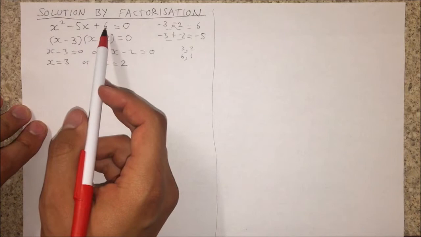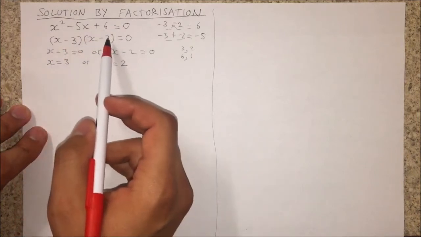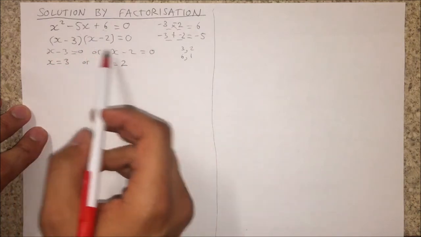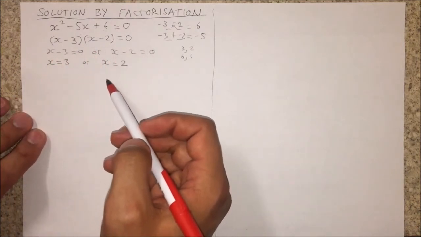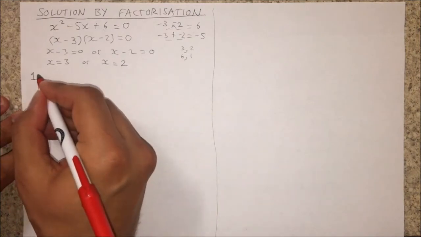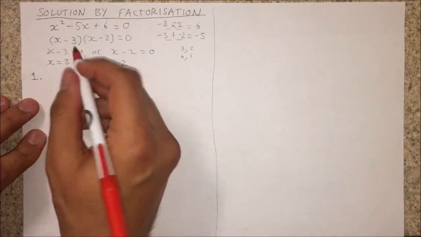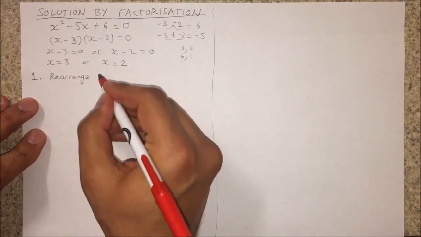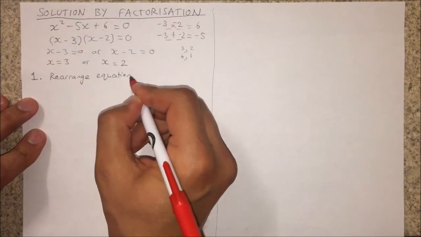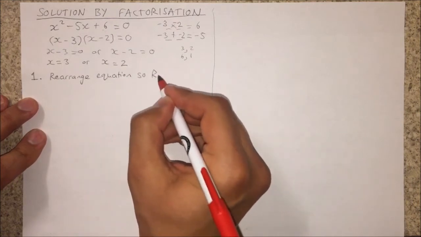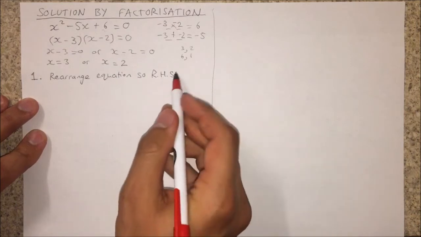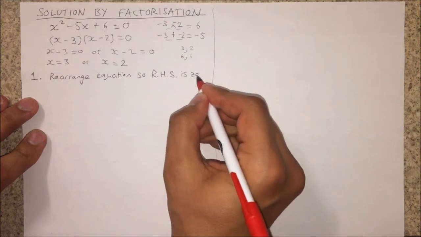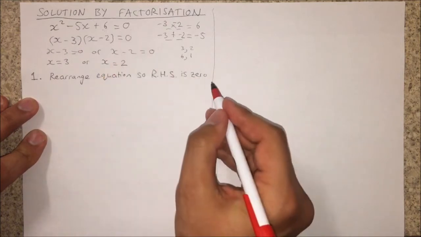So we've got a quadratic equation, we've factorized it, we've used null factor law to write it as two linear equations, and then we've solved them. So what I'm going to write is a procedure. Number one, whenever you've got a quadratic, you need to rearrange the equation so the right hand side is 0. I'm going to use RHS, that just means right hand side. It was already 0 in this case.